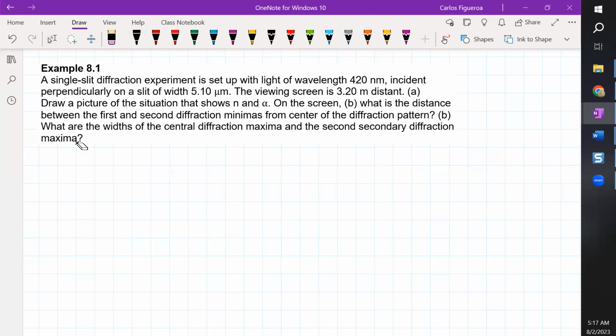Let's put the given numbers into the single slit setup.